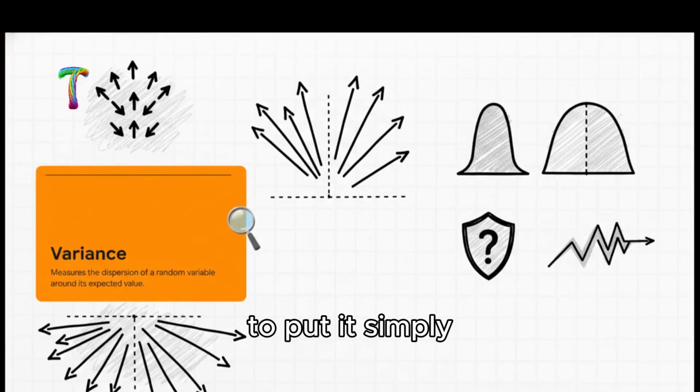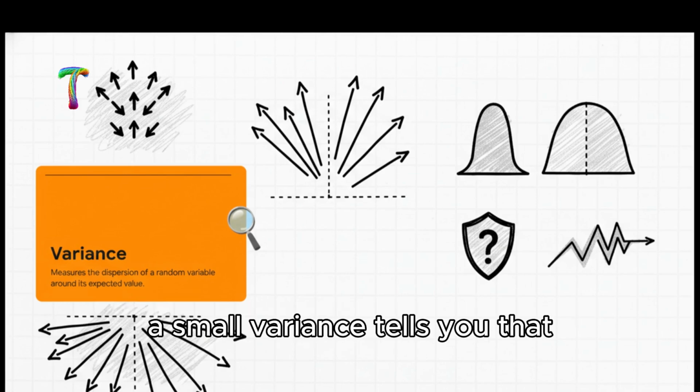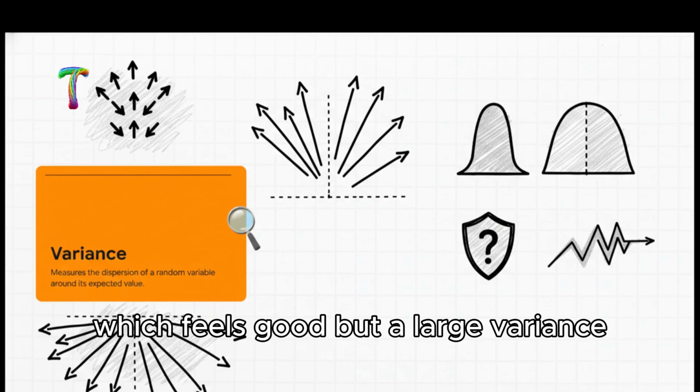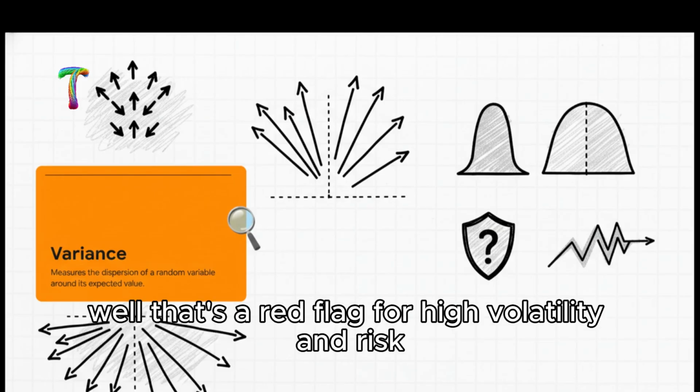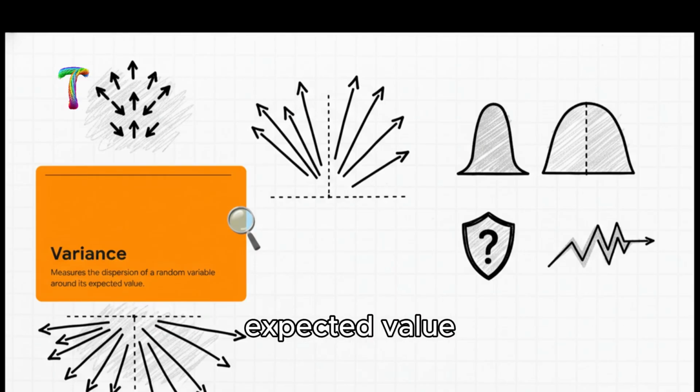To put it simply, variance is a number that represents uncertainty. A small variance tells you that the actual outcome is probably going to be pretty close to your forecast, which feels good. But a large variance, well, that's a red flag for high volatility and risk. It's telling you not to get too attached to that single expected value.